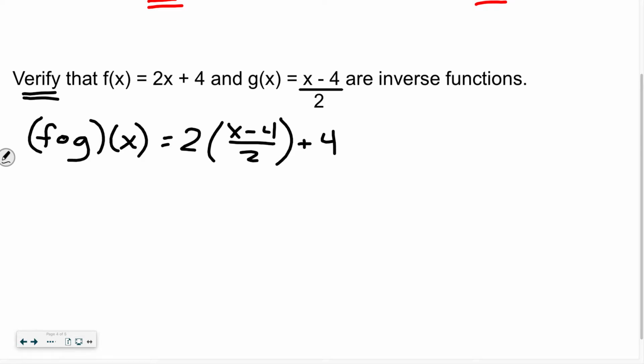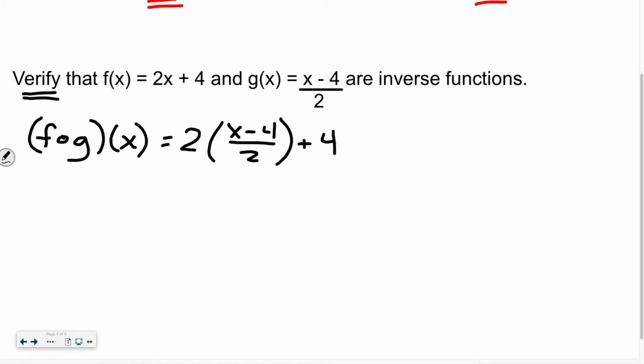Now, show me your steps. I care about your work. Show me how it simplifies. What's the first thing that simplifies? The 2's cancel first. I can't do the minus 4 and the plus 4 yet.